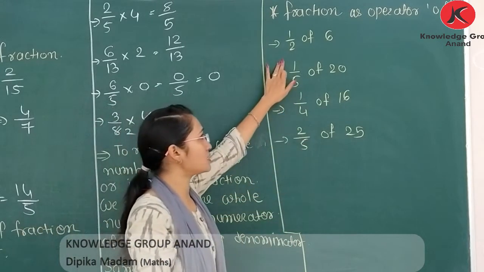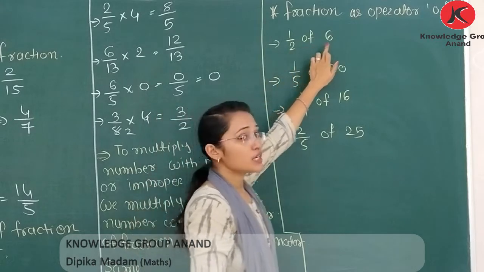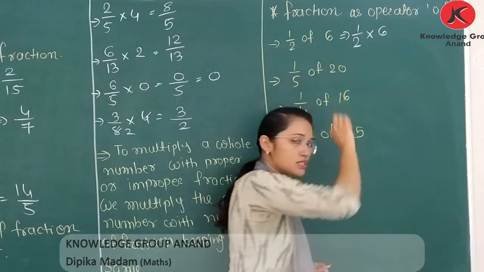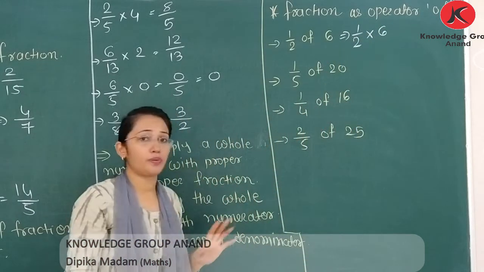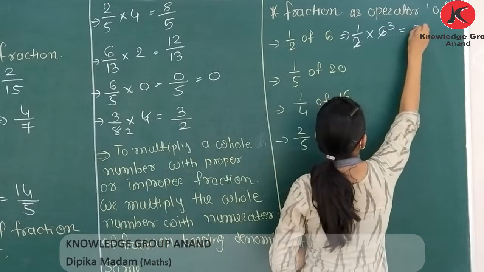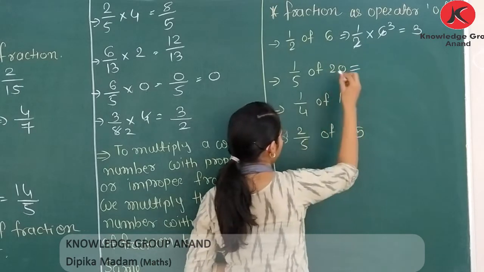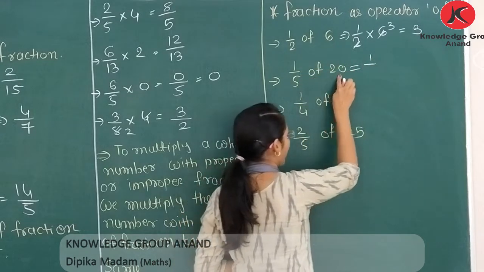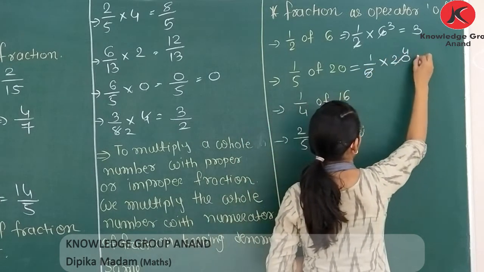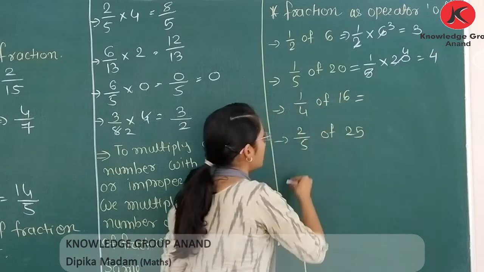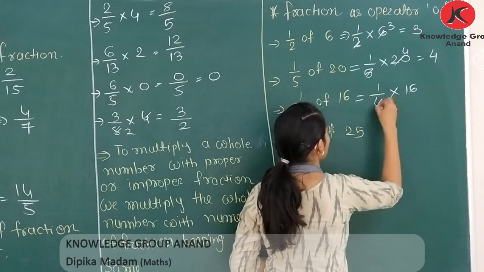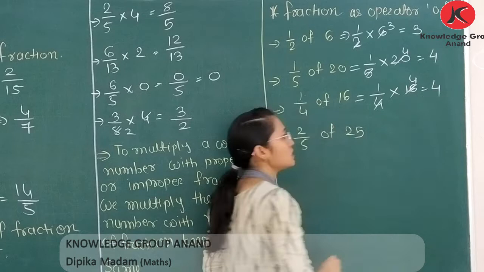So here one example is given, 1 by 2 of 6. It means 1 by 2 multiplied by 6. Okay, operator of represents multiplication. So 1 by 2, you can cut the common factor, answer is 3. One more example, 1 by 5 of 20, it means 1 by 5 multiplied by 20, 5 4s are 20, so answer is 4. Next, 1 by 4 of 16, so you can write 1 by 4 multiplied by 16, 4 4s are 16, so answer is 4.